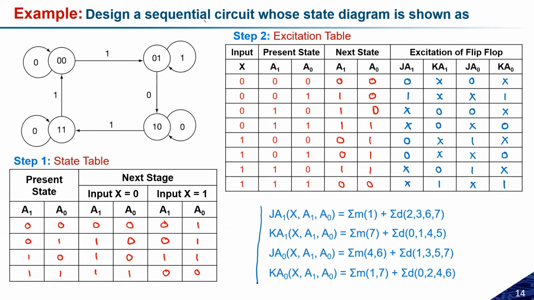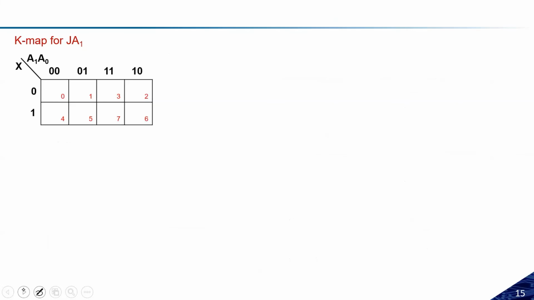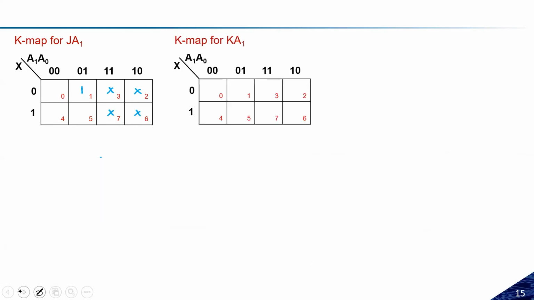Once we are ready with all these things, I need to solve the K-map for this one. So remember for JA1, 1, 2, 3, 6, 7 is there. Let us try to remember it, and then we can solve the K-map for JA1. JA1 is nothing but minterm 1 is high, and 2, 3, 6, 7 are don't care. Similarly, for KA1, 7 was high and 0, 1, 4, 5 were don't care.